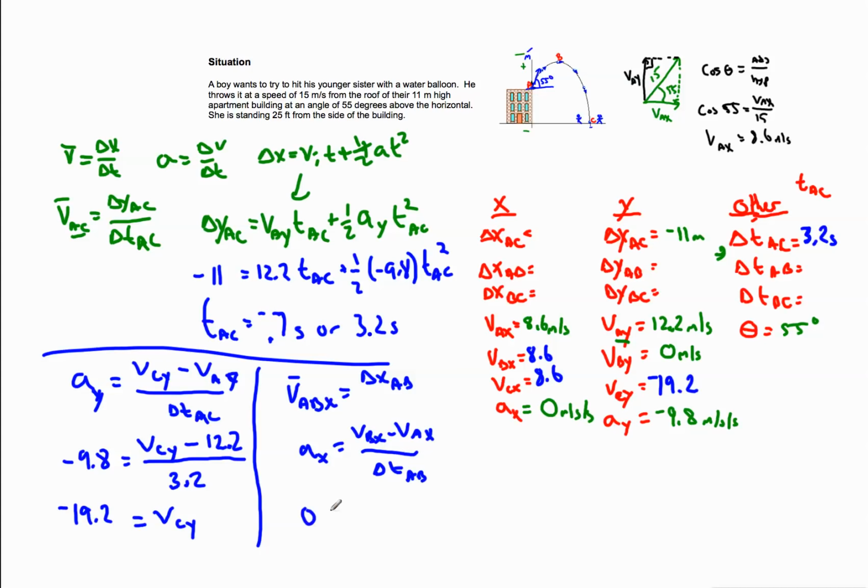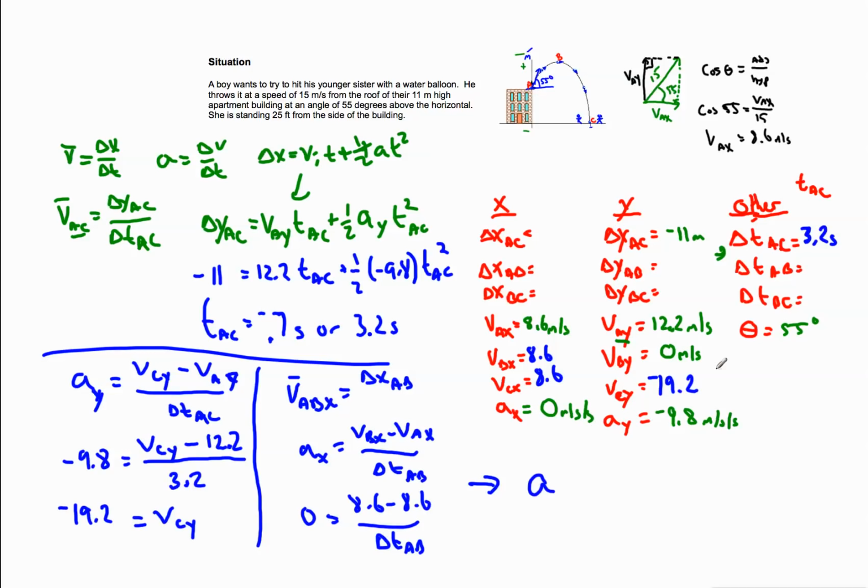Let's see what that comes out to. Well, that's 0 equals 8.6 minus 8.6 over delta t from A to B. Ha! We've proved that 0 equals 0. Okay, it's a true statement, not very helpful, but it's true. That can happen. None of these equations will ever lead you astray. They may give you an answer that is not helpful, but it's not wrong. It just doesn't tell you anything like this.